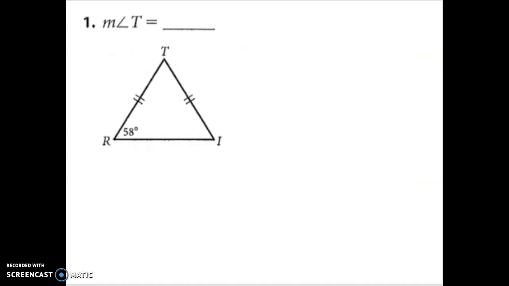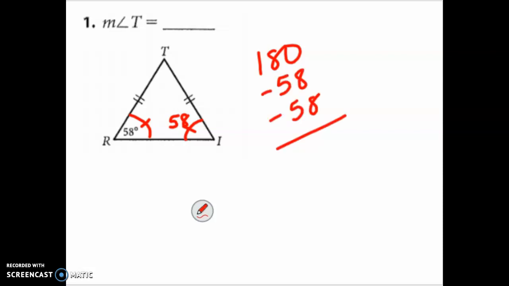All right, we're going to go through a few example problems. First things first, notice that we have two congruent sides. So that means, using our first conjecture, that our two base angles are congruent. So that means angle I is also 58 degrees. Thinking back to the conjecture from yesterday, the triangle sum conjecture, all triangles add up to 180 degrees. So if I subtract 58 two times from 180, I get 64 degrees for my third angle.